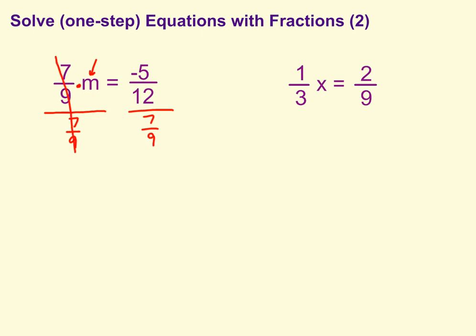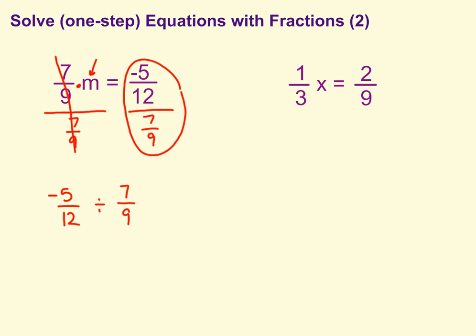7/9 divided by 7/9 cancels. So we have the m alone, and now we just have to figure out how we're going to do this math. You have the top fraction divided by the bottom fraction. I do think it's easier if you rewrite this so it's horizontal. This is really what we're looking at. The top fraction will always be the first one that you write. So we have negative 5/12 divided by 7/9.